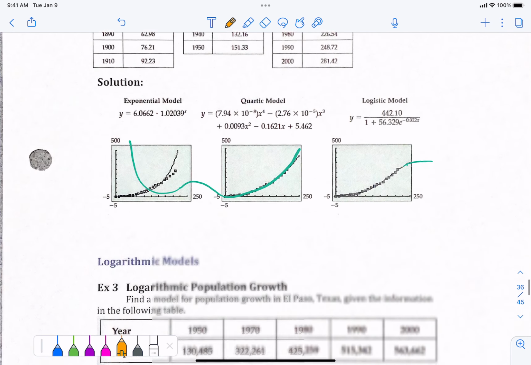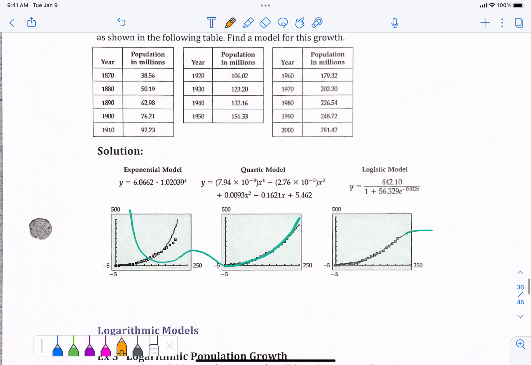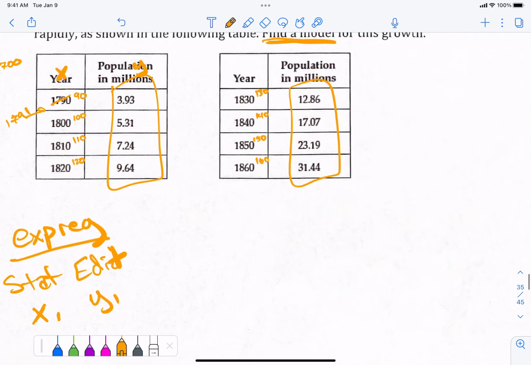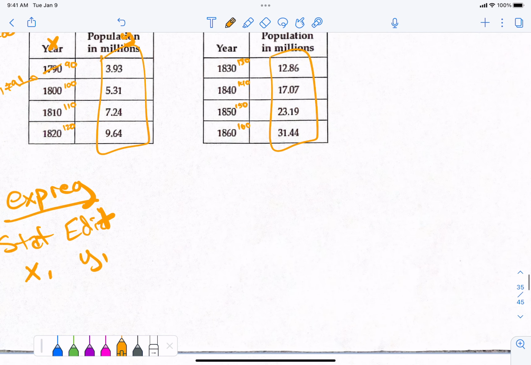Did you get them all typed in? Kind of. Okay. All right, so I'm going to address Luke's question. He says on the homework there's one problem where it says sketch a scatter plot. Great. I'm going to have the calculator do that for me, and I'm just going to copy down what the calculator does, okay?